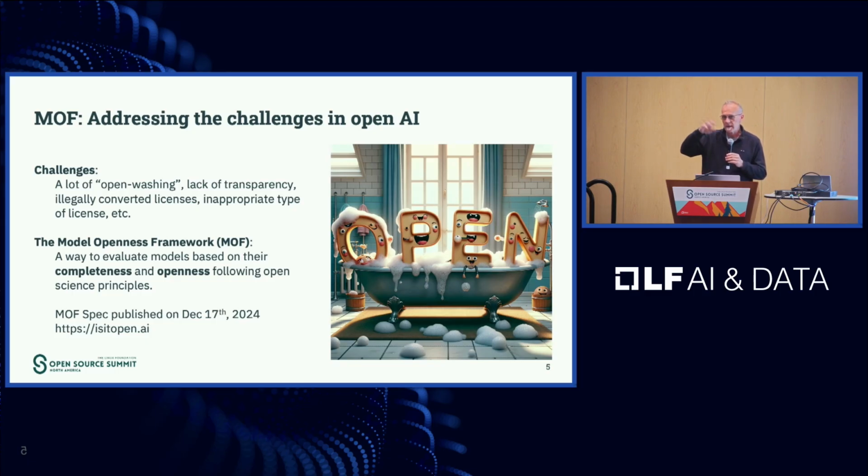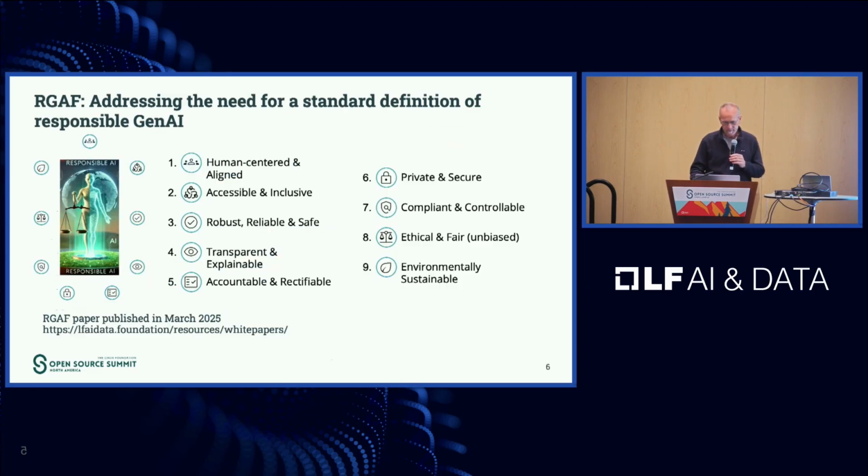There's a form, you fill out the information, and it tells you in which class of the model openness framework it falls. The second delivery, or main delivery, is RGAF. So it's the Responsible Generative AI Framework.